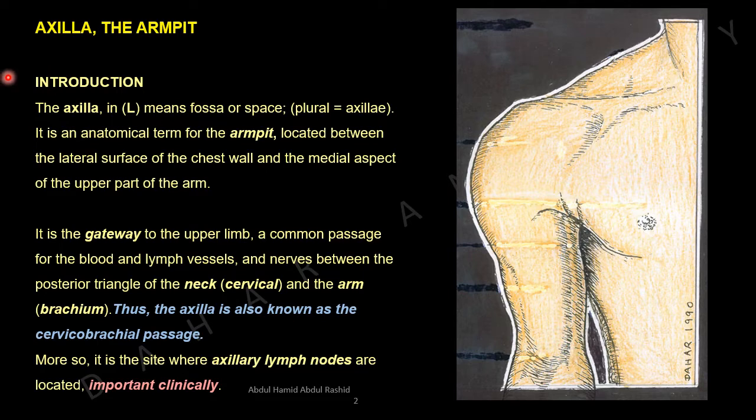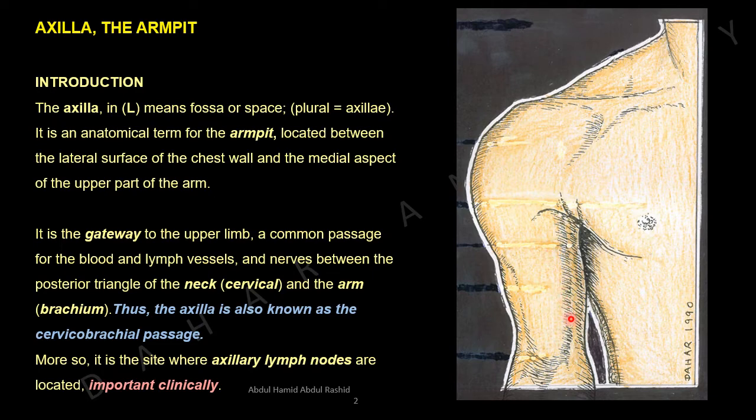Introduction. The axilla in Latin means fossa or space. Plural called axillae. It is an anatomical term for the armpit, located between the lateral surface of the chest wall and medial aspect of the upper part of the arm.